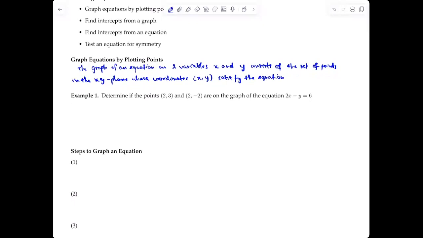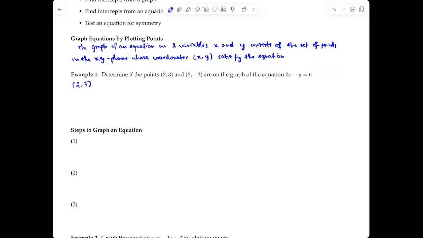So let's take a look at example 1. You want to determine if the points (2, 3) and (2, -2) are on the graph of the given equation. The equation is 2x minus y equals 6. For the point (2, 3), you substitute x equals 2 and y equals 3 into the equation. So you get 2 times 2 minus 3, and you get 4 minus 3 equals 1, which is different from 6. And therefore, you can conclude that this point is not on the graph of the equation.